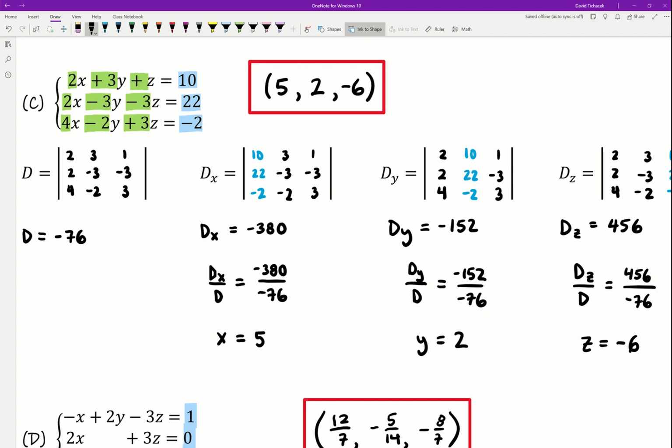And so we can see here using Cramer's rule is going to be nice and easy if we follow along with how to calculate a determinant and set up these matrices correctly here, okay? And so we get our answer. That is going to be 5, 2, and -6.